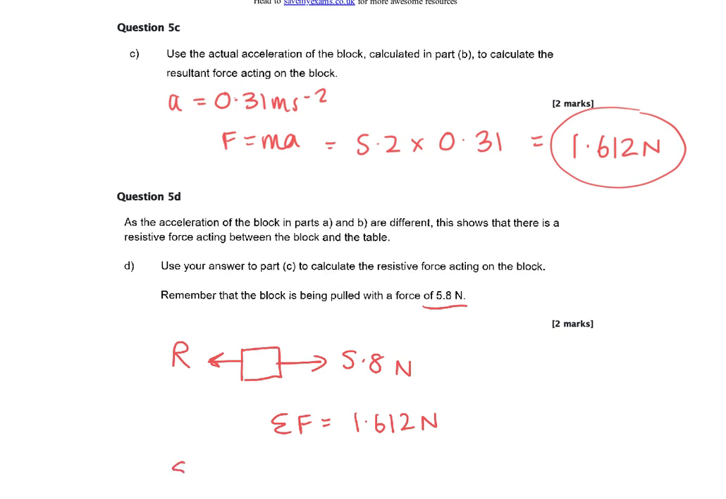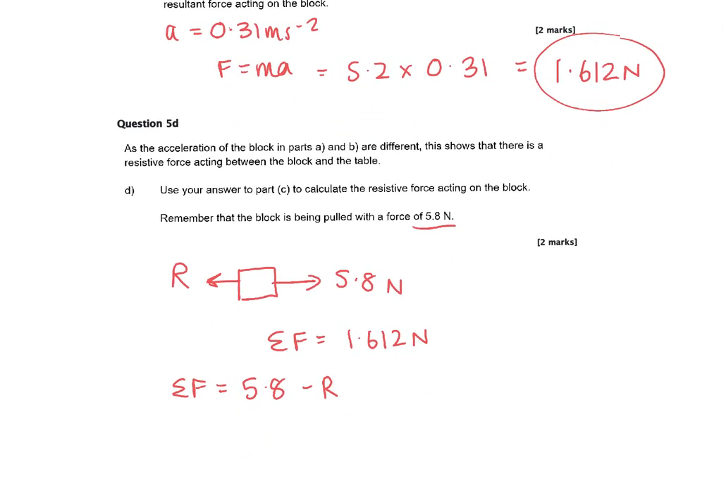So our overall force is equal to our forward force, take away our resistive force. That means our overall force, which is 1.612, is equal to 5.8 take away R. We want to work out R, so we put R on this side: 5.8 take away 1.612, and that gives R at around 4.2 newtons. That's our resistance force.